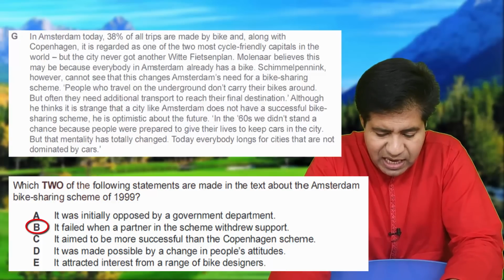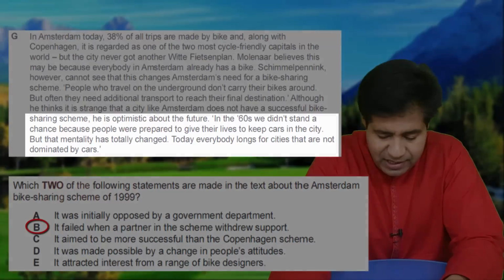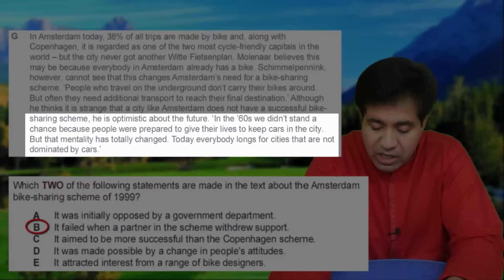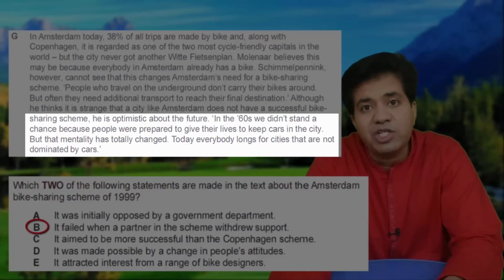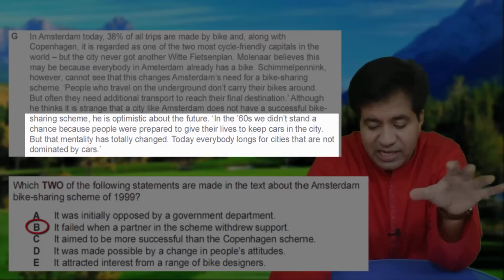Paragraph G says in Amsterdam today 38% of all trips are made by bike, and people who travel on the underground don't carry their bikes around, but often they need to. Okay, that's right, I found it. The last three lines, they say something. In the 60s we didn't stand a chance because people were prepared to give their lives to keep cars in the city, but that mentality has totally changed. That mentality has totally changed.